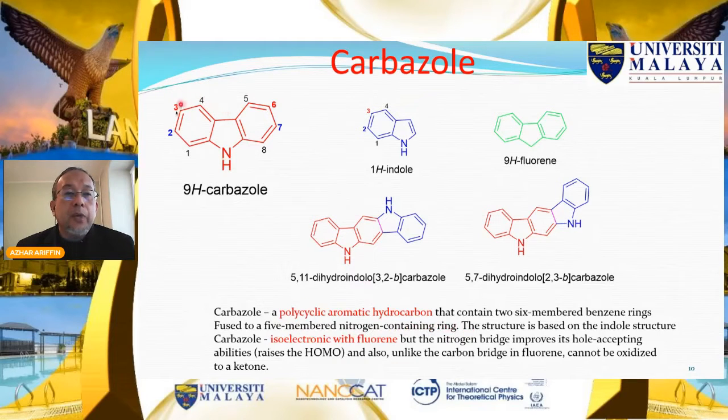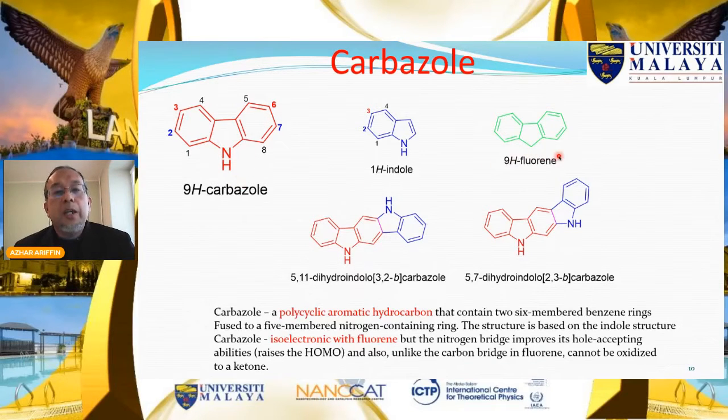So you can see here we have two benzene rings fused into this 5-membered nitrogen-containing ring. And if you look carefully, half of the carbazole framework comes from this indole. This carbazole is also isoelectronic to this fluorene here. The difference between carbazole and fluorene is that we replace the CH2 group here with this NH group.